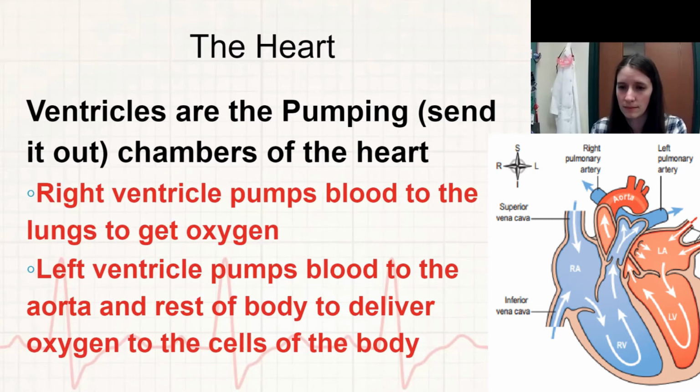Maybe back up just a little bit here. The blood from the right atrium goes through a valve into the right ventricle. Then the right ventricle squeezes, it contracts, and that forces the blood out of the heart through the pulmonary artery to the lungs. So the right ventricle pumps blood to the lungs to get oxygen and drop off carbon dioxide. And then the left ventricle pumps the oxygen-rich blood out of the heart through the aorta and out to the rest of the body, where it will be delivered.